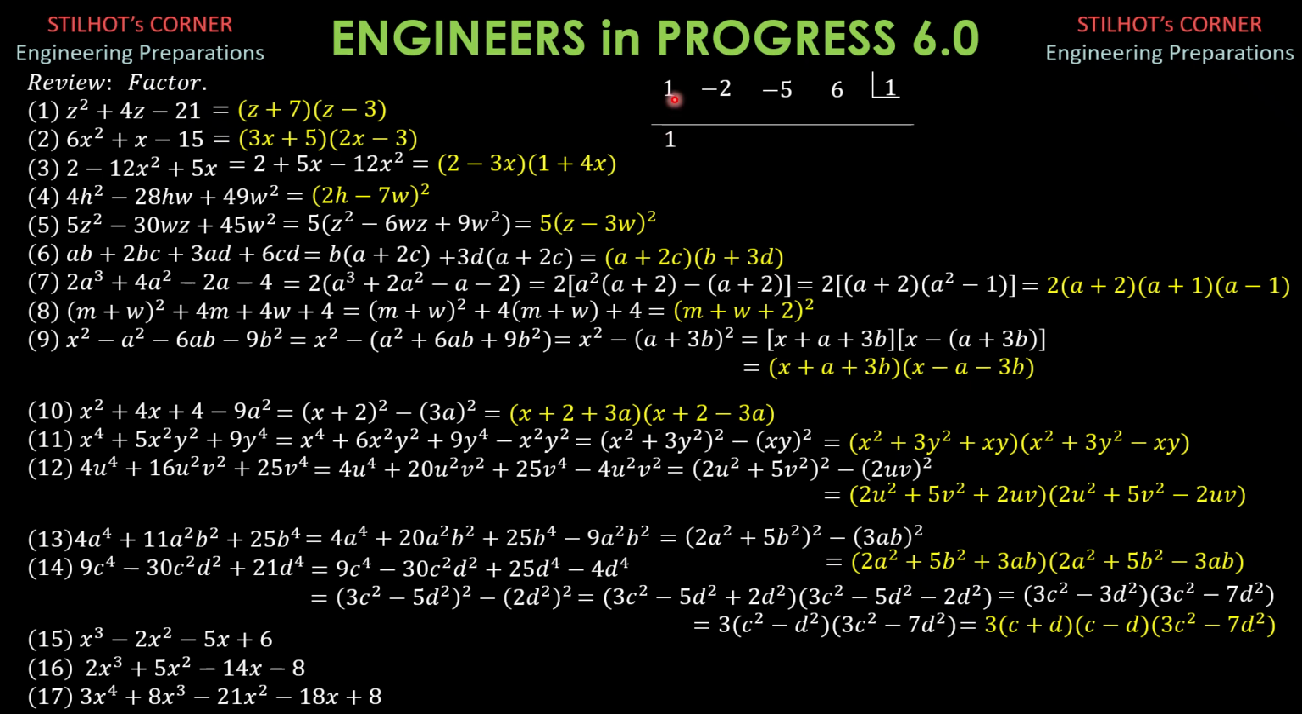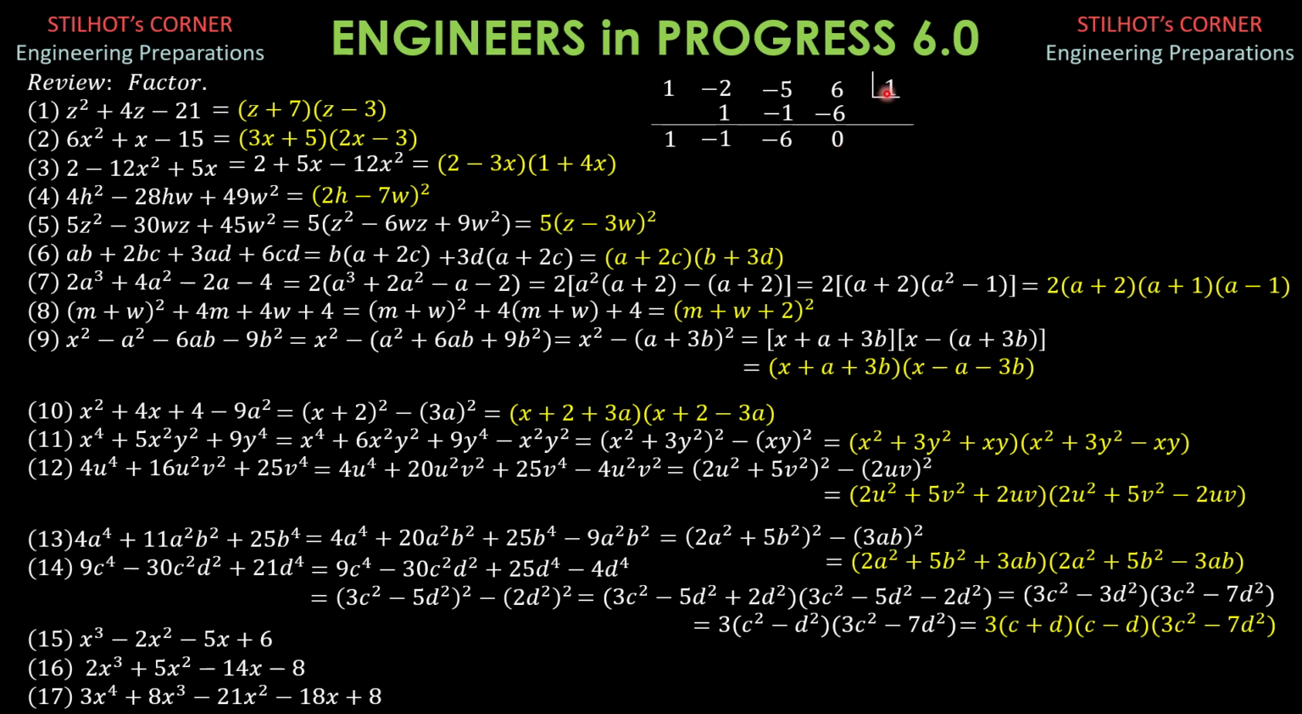Bring down this first coefficient, which is 1. Then multiply 1 times 1. Remember the synthetic division. 1 times 1 is 1. Put it here. Then add. That's negative 1. Then 1 times negative 1 is negative 1. Add negative 6. 1 times negative 6 is negative 6. Since 6 plus negative 6 is 0, that means this is the root.